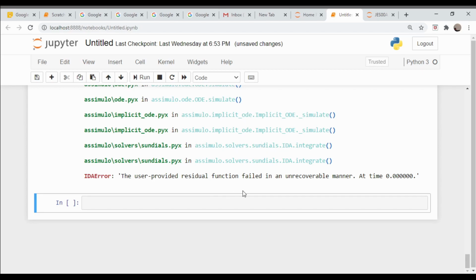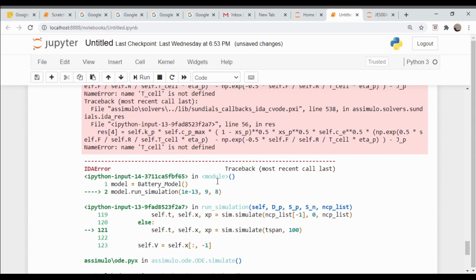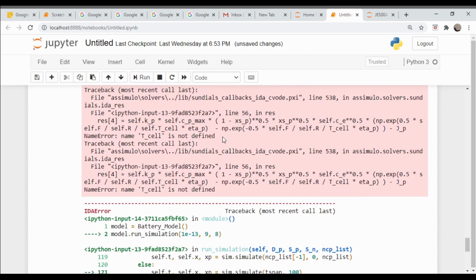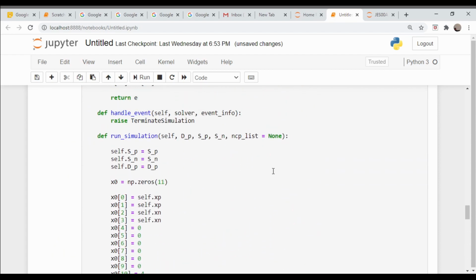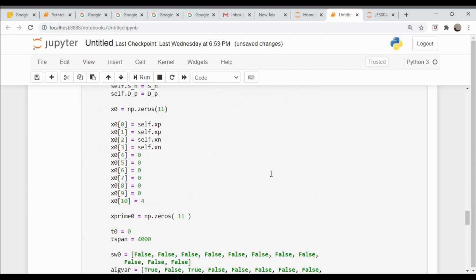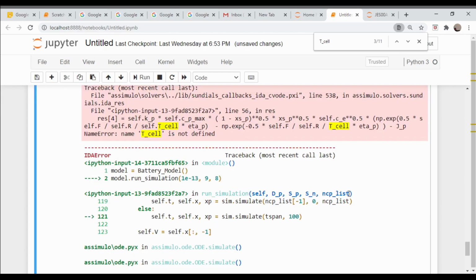So when this happens, there's a problem in the simulation itself, and we can backtrack to this, which gives the Sundials error, and it looks like the variable t cell is not defined. So let's go and make sure that we have that set up properly. So here I forgot to put self. Likewise down here, self.run.